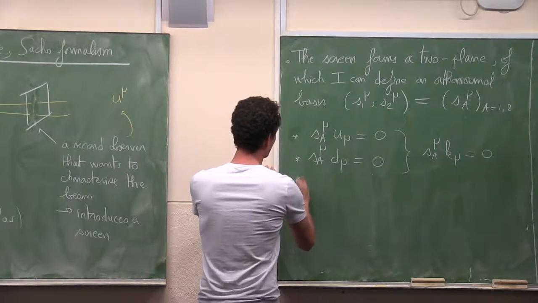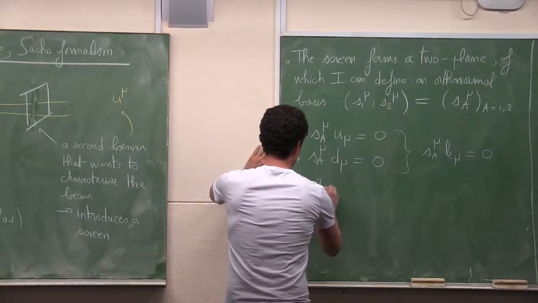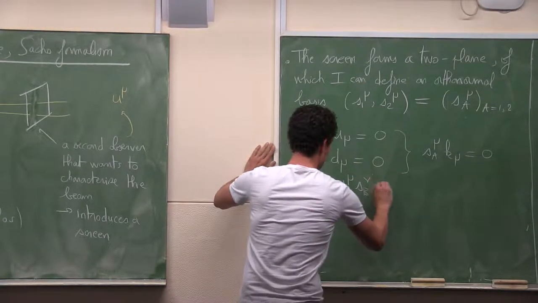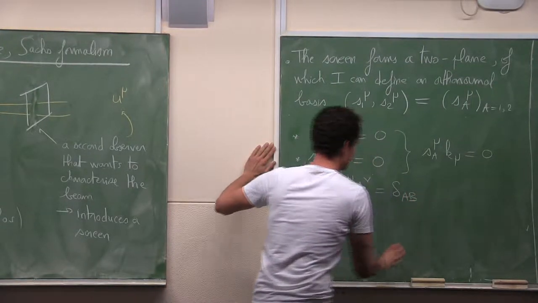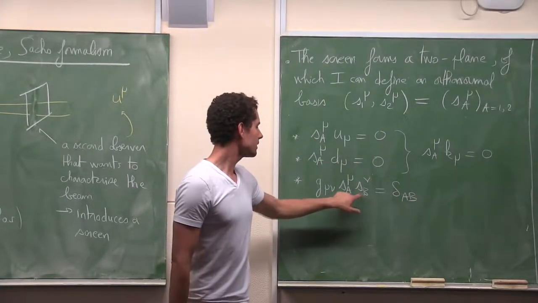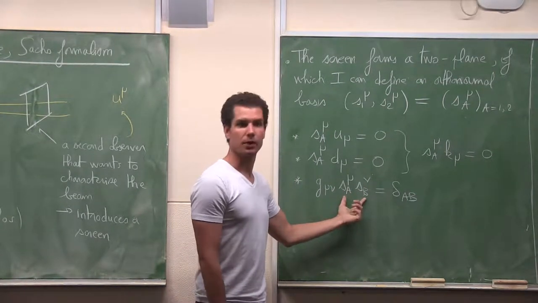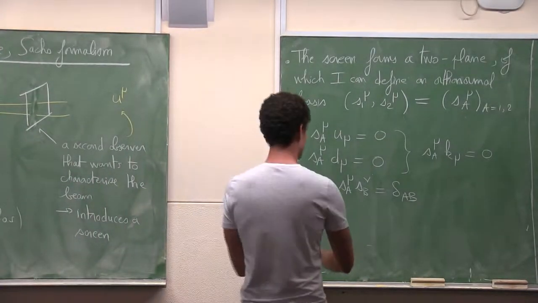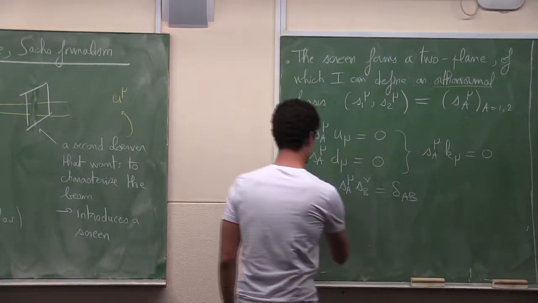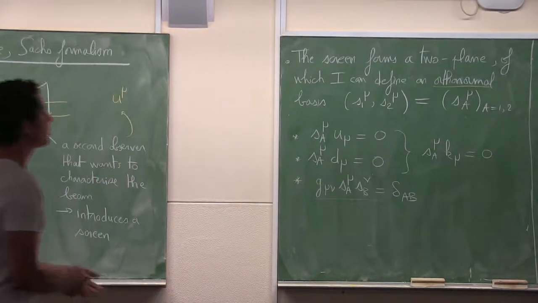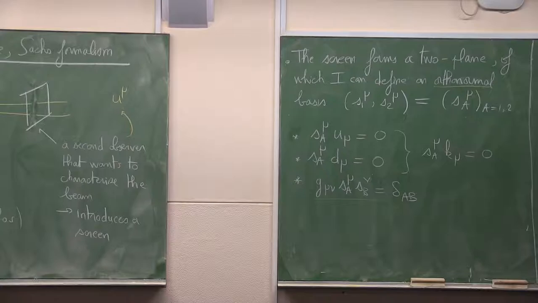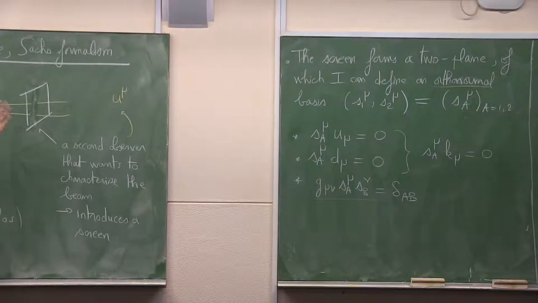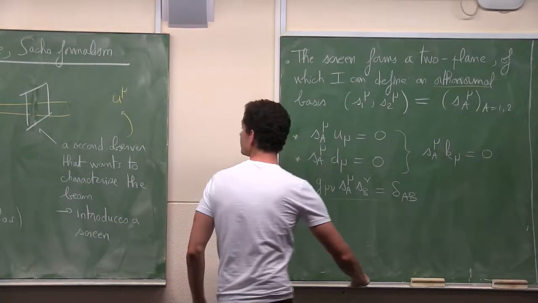And I said it's an orthonormal basis, so we also have that thing. Right, they are orthogonal, so if A equals 1 and B equals 2, their scalar product is 0, and if A equals B it is 1. So this is just orthonormal. Right. So this is almost a full characterization of what this basis of the screen is.